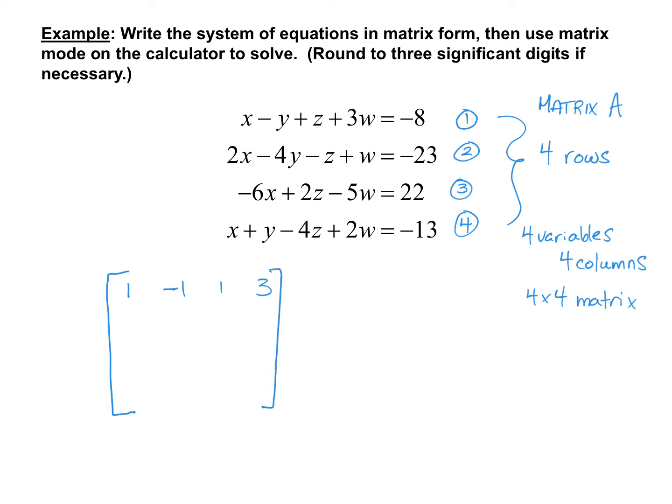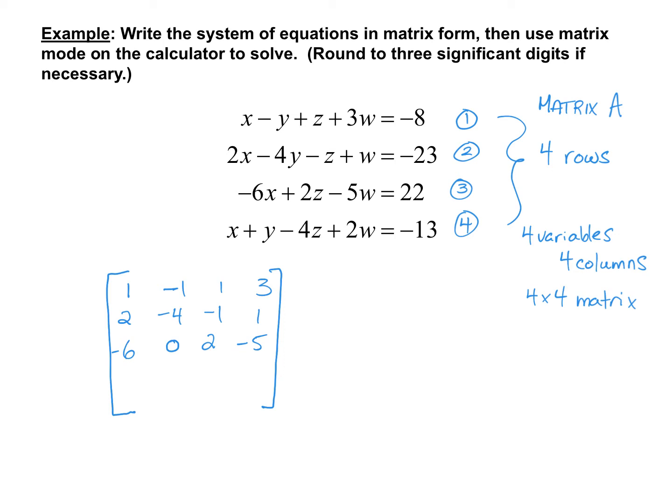And now we do the same thing for the second equation. So the coefficient on the x is 2, coefficient on the y is -4, coefficient on the z is -1, coefficient on the w is 1. Equation 3, coefficient on the x is -6. There is no y variable, so that means we have 0 y's, so the coefficient on the y is 0. We have a coefficient of 2 on z, and a coefficient of -5 on w.